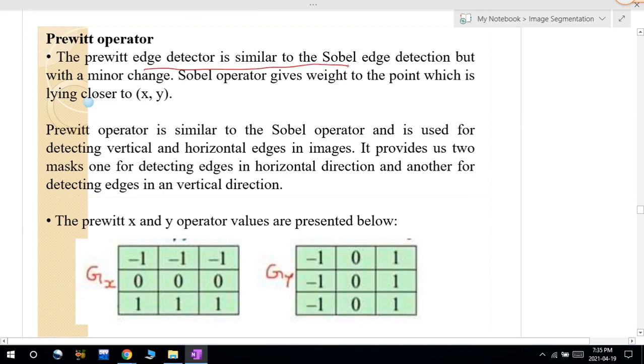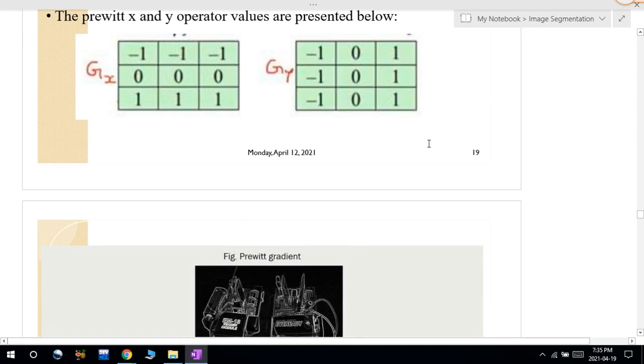The Prewitt edge operator is similar to the Sobel edge operator, but there is a minor change. The Sobel operator gives more weight to the point which is lying closer to the center, so 2 weightage will be given. The Prewitt operator is used for detecting vertical and horizontal edges in the image. It provides us 2 masks, one for detecting edges in the horizontal direction, and another to find the edges in the vertical direction. So these are the 2 filters we are using.